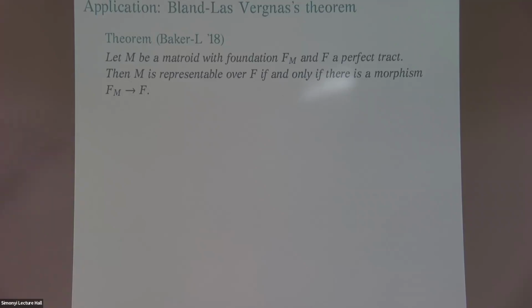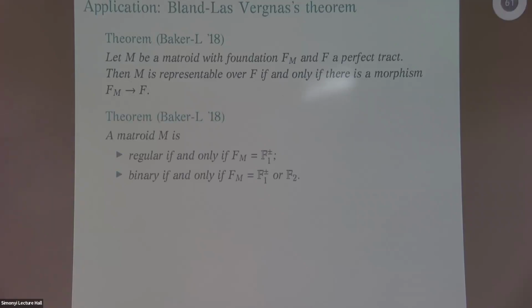The foundation is much smaller, and let me give you one example where it just turns out very beautifully. For the class of regular matroids, this is characterized by the foundation being equal to the regular partial field. Super clean statement, which hopefully convinces that the foundation kind of captures some essence of the matroid in a very clear way. For binary, we have a similar characterization: a matroid is binary if and only if the foundation is either the regular partial field, or if it's F2.